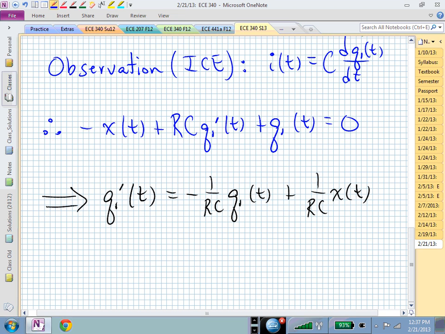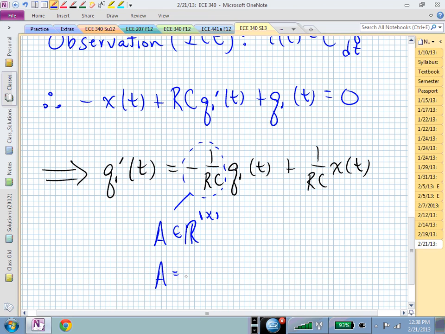What's the A matrix? Maybe you don't think of scalars as matrices, but in fact this is what we were calling a matrix A. That's a 1-by-1 matrix. It's a scalar, but it's a 1-by-1 matrix, where in this case A, which I'll subsequently call little a to emphasize the fact that it's a scalar, is this minus 1 over RC.